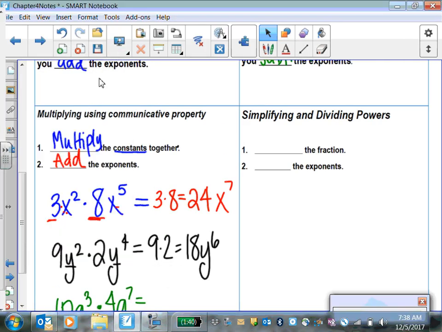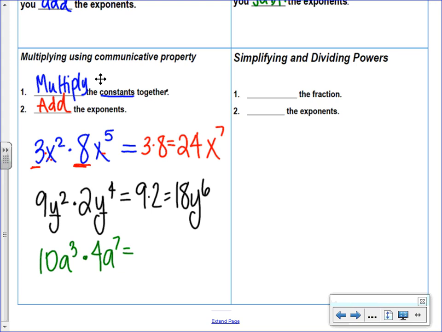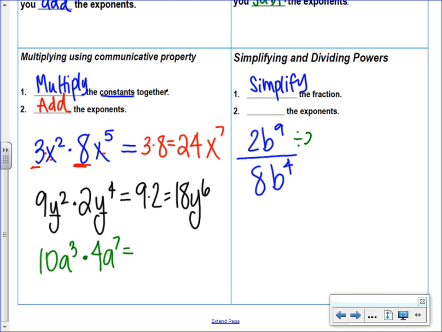All right, the next one, simplifying and dividing. This is exactly what we did yesterday, except now I'm just telling you the rules. So we have 2b to the 9th over 8b to the 4th. The first thing you have to do is simplify that fraction. You know both of these can be divided by 2. So I divide this one by 2, this one by 2. We get 1b to the 9th over 4b to the 4th. So all I've done is simplify the fraction.